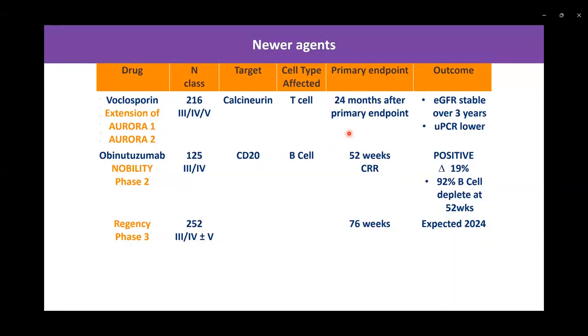Obinutuzumab is an anti-CD20 agent, and it is a potent B-cell depleting agent. It causes B-cell ablation not only from the peripheral blood, but also from the tissues. And in this Nobility phase 2 trial, when obinutuzumab was added on to standard therapy, a positive outcome was shown with an effect size of 19% at 52 weeks. An ongoing phase 3 trial, the Regency trial of obinutuzumab, is expected to have results by 2024.